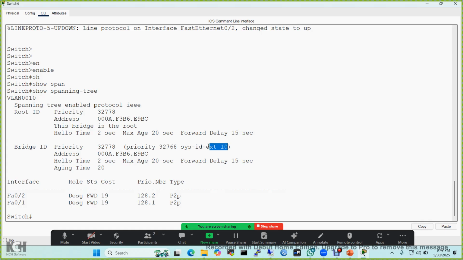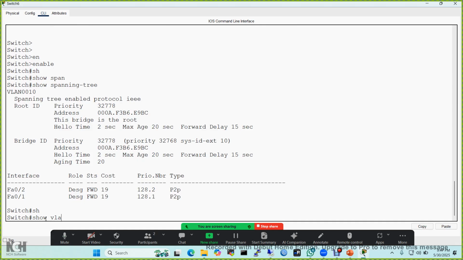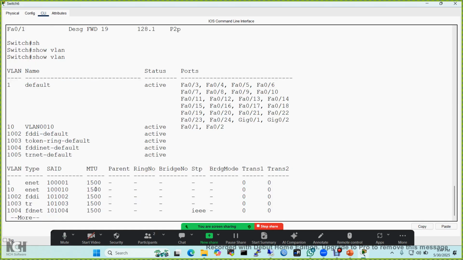This is the VLAN number of this port. How can we check the VLAN? Show VLAN, isn't it? Yes. Okay, you can check this port, FastEthernet 0/1 and 0/2 has a VLAN. It is VLAN 10, isn't it?